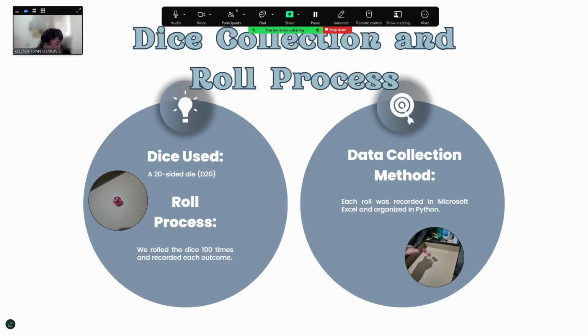We used a 20-sided die, rolling it 100 times to collect our data. Each outcome was recorded in Excel and then organized for further analysis using Python. This helped us systematically track each roll and prepare for deeper analysis.